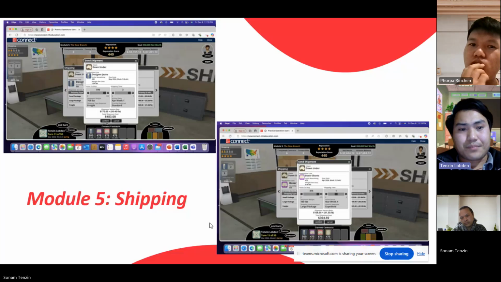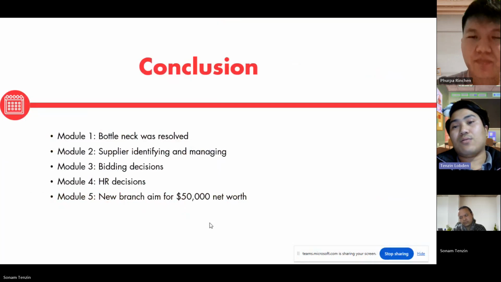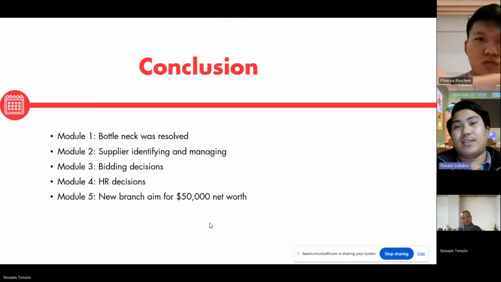So by following these steps, bidding strategically, ordering and producing efficiently, and shipping promptly, we consistently executed contracts and met our objectives. By the end of week 39, we successfully achieved our target net worth of 50,000 by completing 33 contracts. So thank you, and next, a teammate will be concluding with our key takeaways.